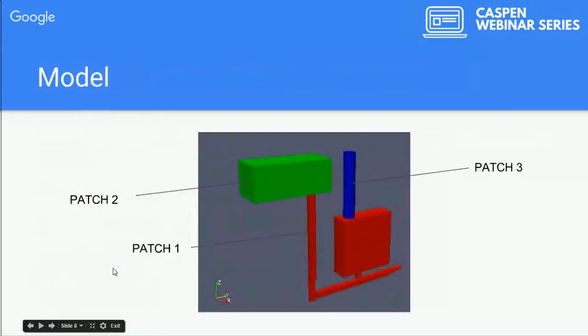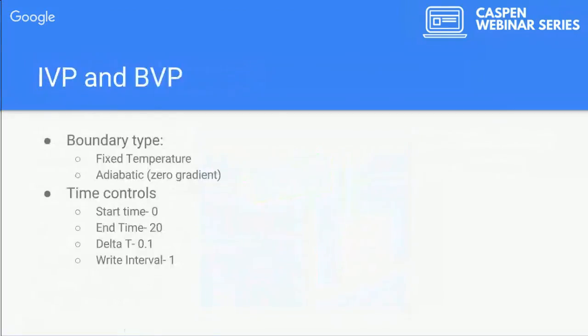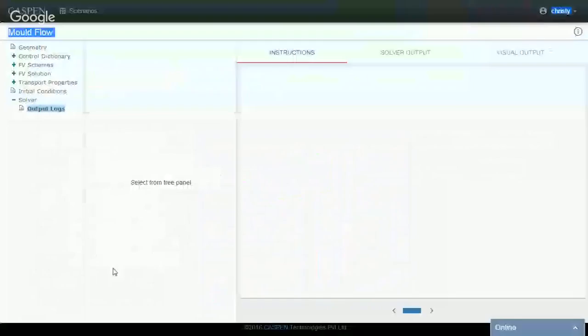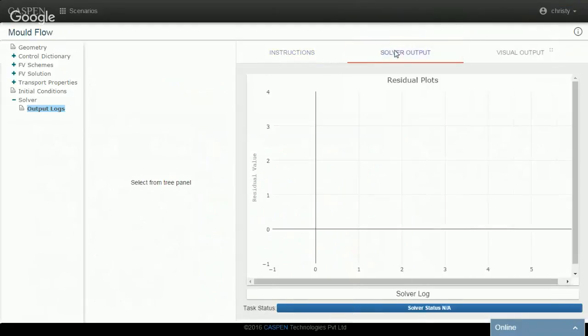Simulate this case. Before we move to the boundary conditions, I would want to introduce the simulation learning platform, where you first have 3 sections, and another pane beside that, where you introduce the input parameters for each of these fields. And towards the right, you have 3 tabs: the instructions, the solver output, and the visual output.